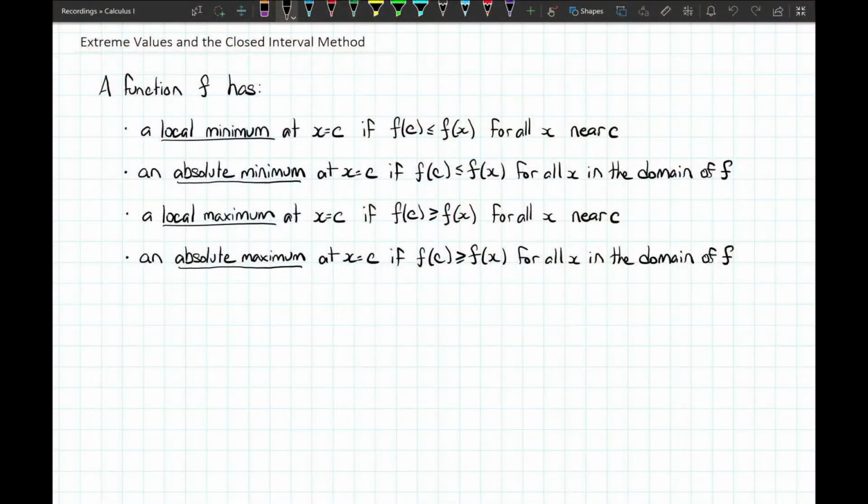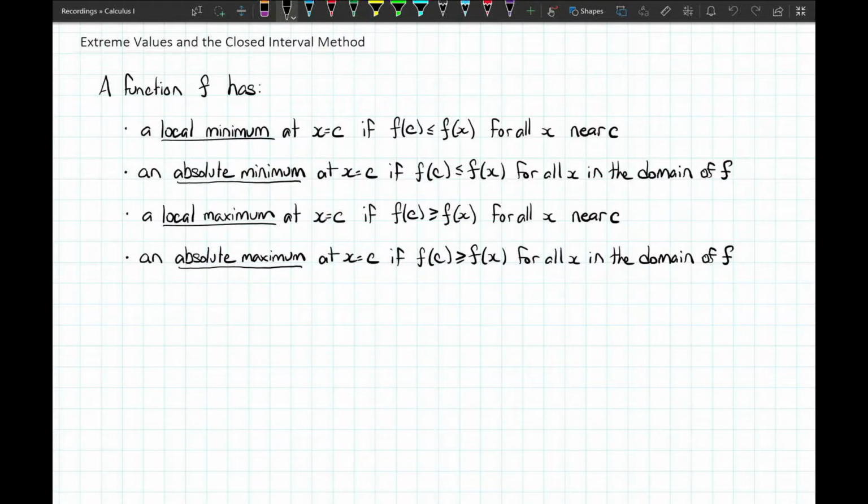And we have a couple different kinds. We can talk about a local minimum or a local maximum, as well as an absolute minimum or absolute maximum. The definitions are very close to one another. The local minimum means that at the point x equals c, f of c is less than or equal to f of x for all of the values nearby. So it's kind of like a little open interval around x. It's the lowest value of the function.